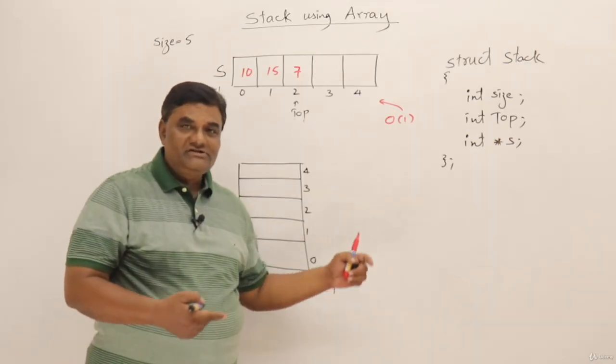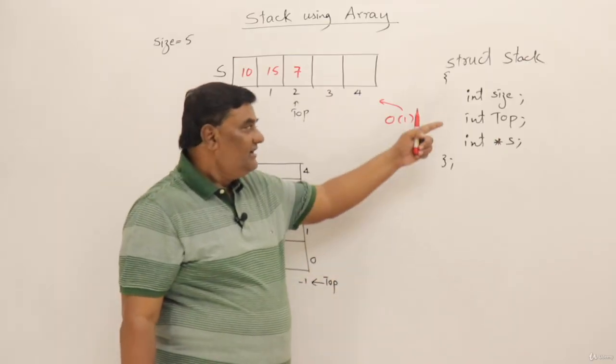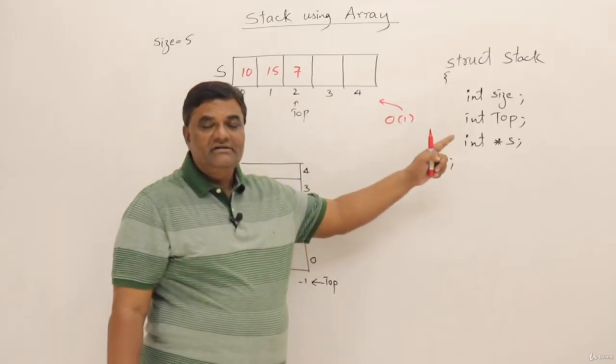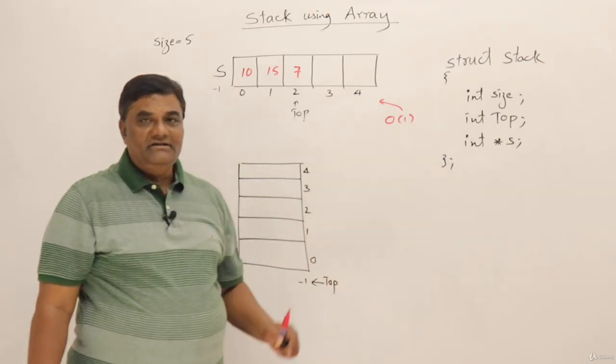I'll be using this structure wherever I am using a stack. The structure has three members: the size, the top pointer, and the pointer to an array. That array will be created dynamically.